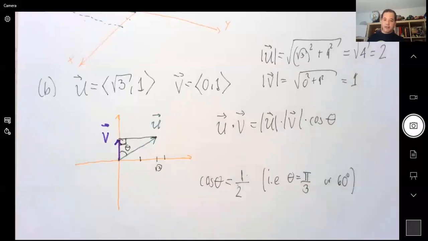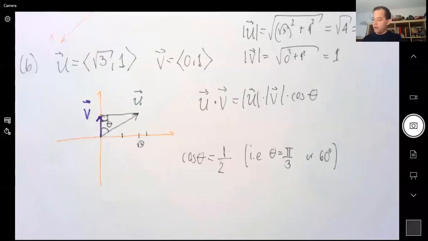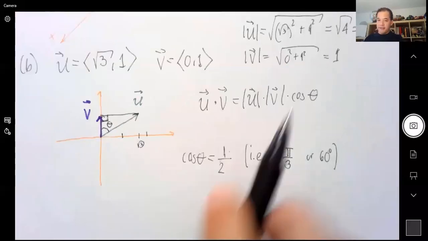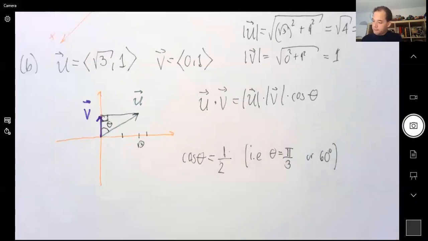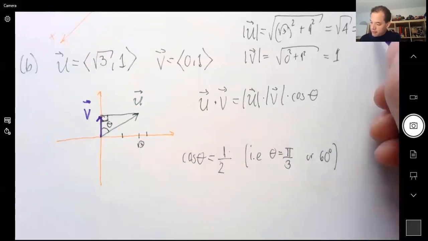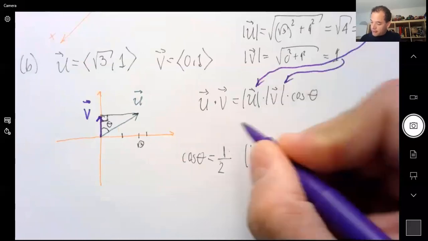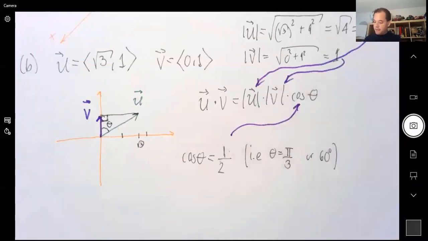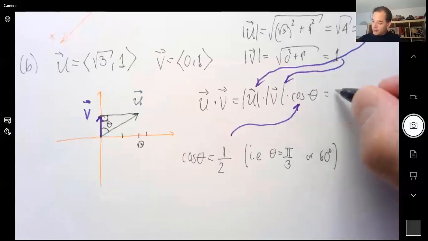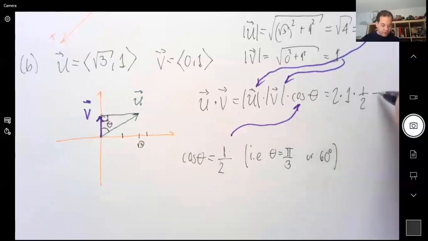Okay, and that's fantastic. We have all the ingredients. We have u that goes here, we have 1 that goes here, and we have the cosine that goes here. So let's put it all together. What is the dot product? It will be 2 times 1 times 1/2. The answer is 1. All right? Is that clear?